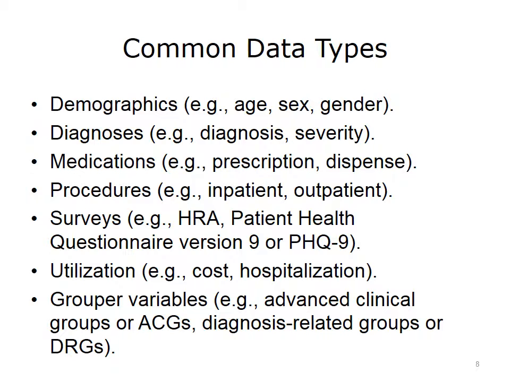These grouper variables are often generated by a variety of commercial and non-commercial applications. There is a long list of grouper data types, including advanced clinical groups, ACGs, diagnosis-related groups, DRGs, and others. In this lecture, we will focus on the demographic data types.